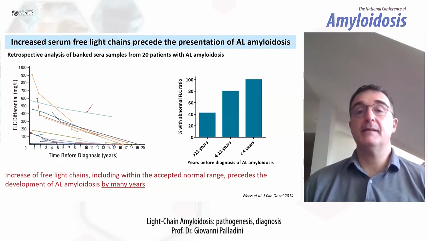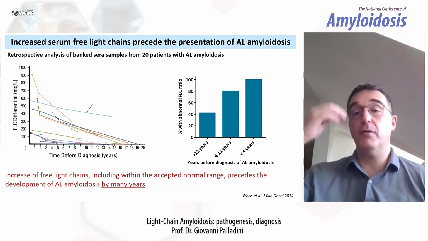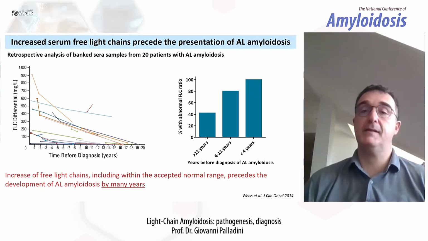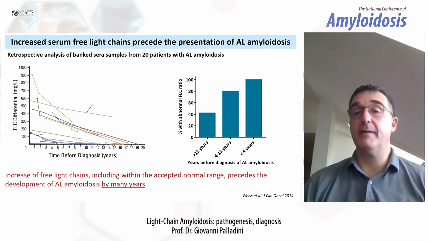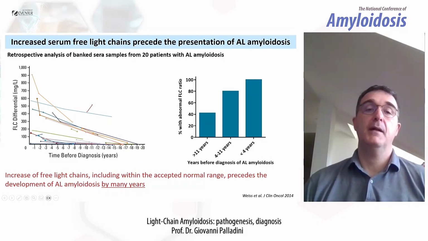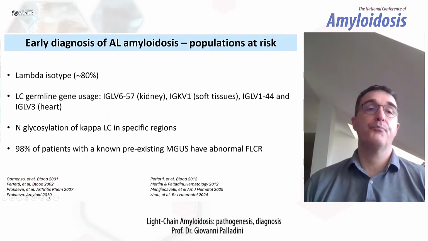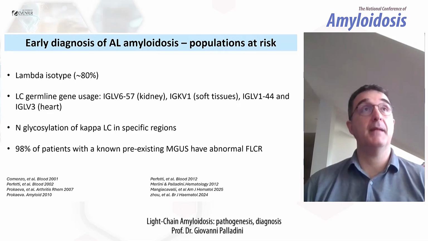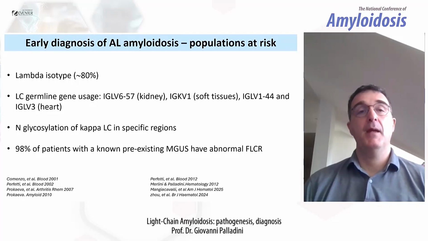We know that the light chains are there at least 4 years before AL amyloidosis manifests, sometimes many more years, but in all patients at least 4 years. So hematologists who are following patients with monoclonal gammopathy do have time to recognize the disease. And of course, it is difficult to screen for a rare disease. So we have to enrich the sample to find populations at risk. We are still not very good at that.